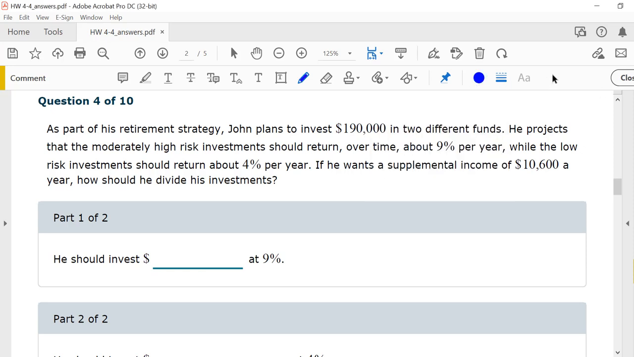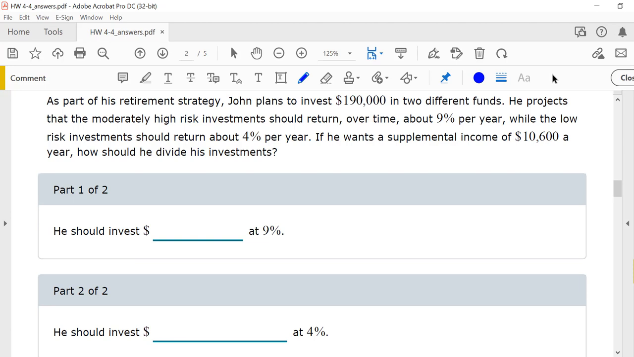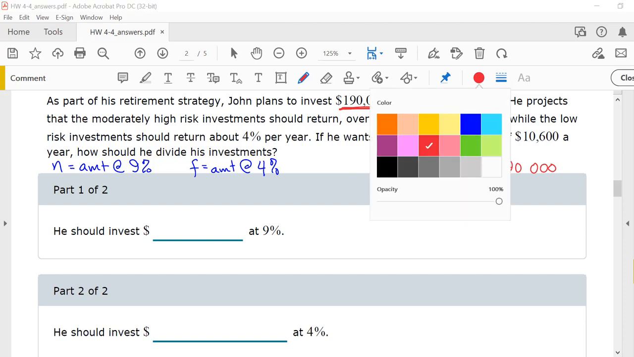So we have 2 different investments. One is going to be at 9%, one is going to be at 4%. So we're going to let the N be the amount that you're investing at 9%. And let's let F be the amount invested at 4%. So he plans to invest a total of $190,000. So N plus F needs to equal 190,000.